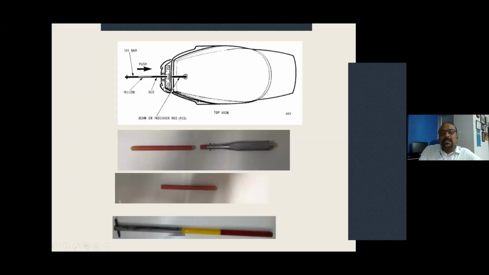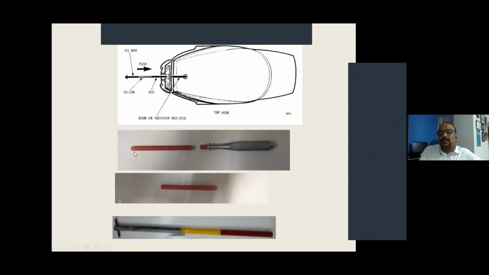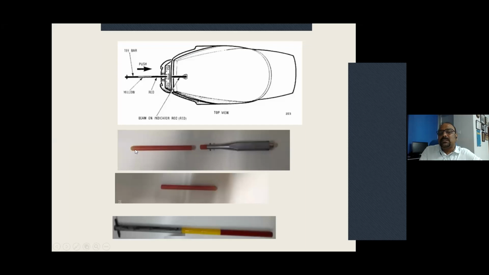And just a word of caution about using T-rod. If you don't use it properly, it will break. Some people say it is made up of metal. It is not made up of metal. It is made up of acrylic. If this T-rod is not inserted properly, it will break.